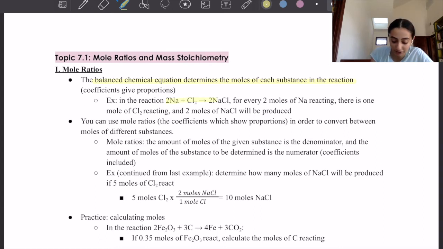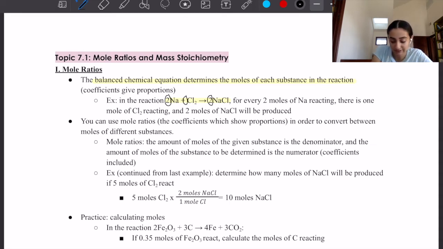So in the reaction, 2Na plus Cl2 yields 2NaCl, our proportion is that for every 2 moles of Na reacting, there's 1 mole of Cl2 reacting and 2 moles of NaCl will be produced. And we got that from the coefficients. And there's a 1 in front of the Cl2.